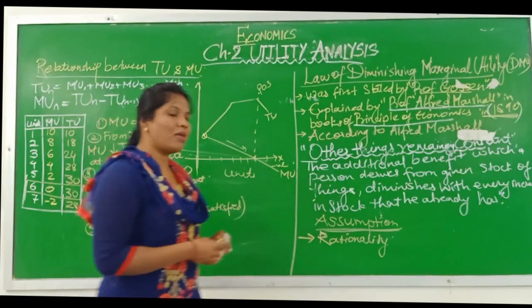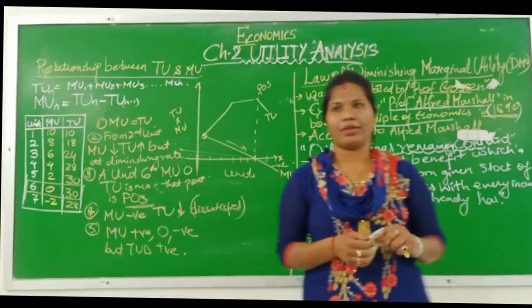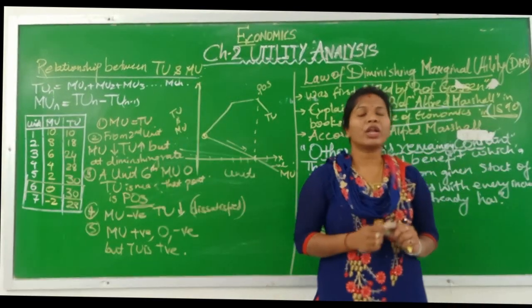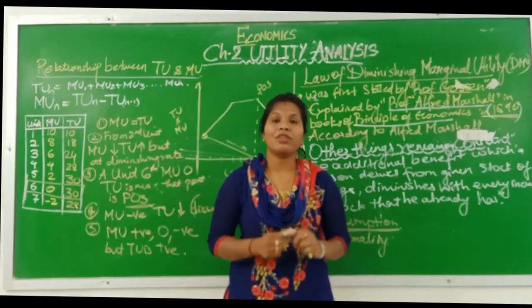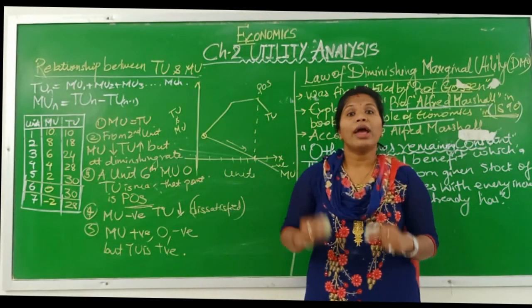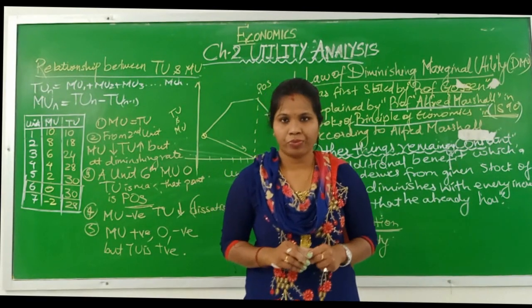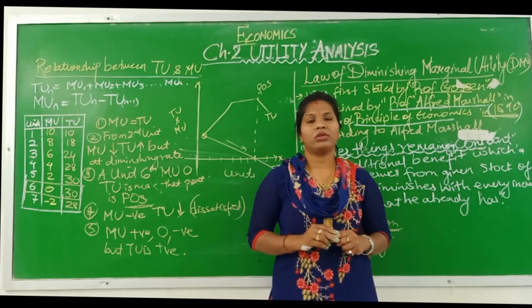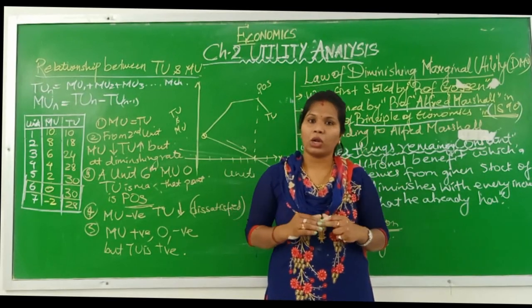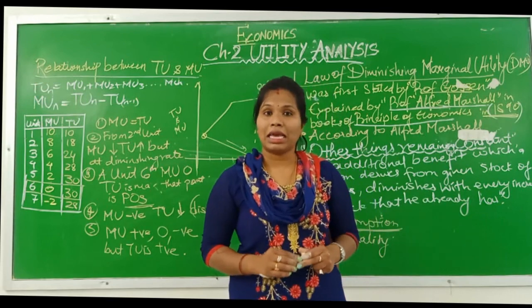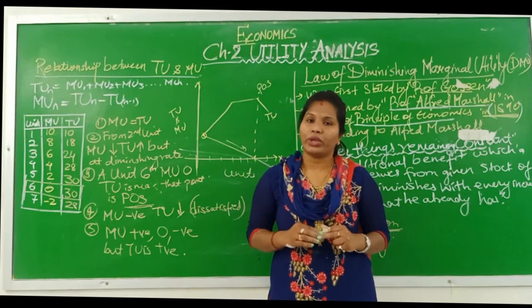The very first assumption is rationality. That means the consumer should be a rational consumer. In economic terms, rational means a normal consumer who has a proper state of mind to express his utility. That means he should not be a drunkard. His state of mind should be normal, so that he can express his utility.